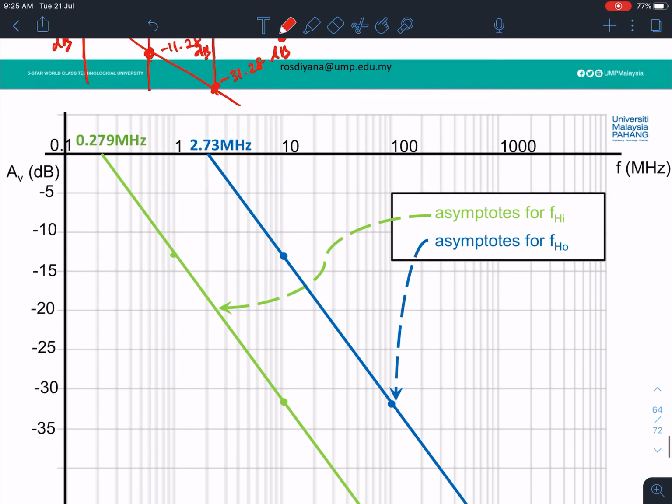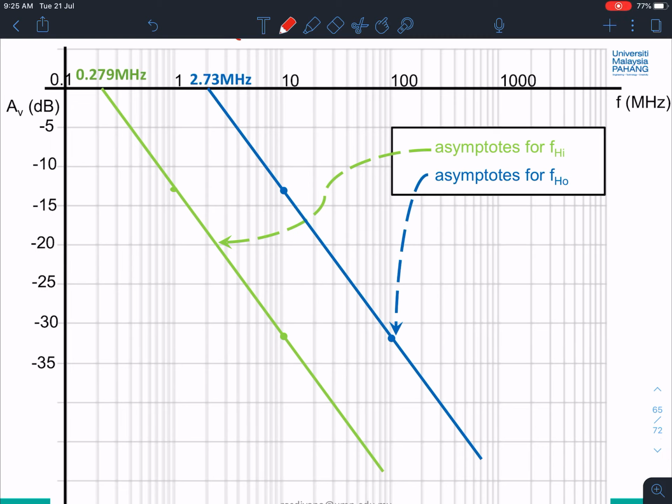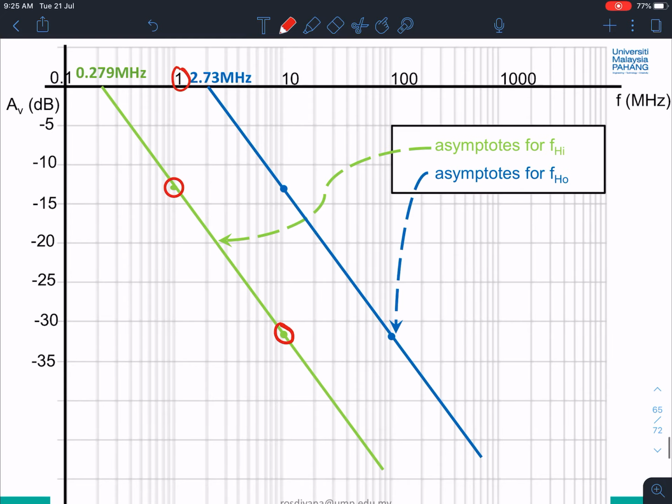Now I plot the points. For the first one, the frequency 0.279 megahertz or 279 kilohertz, I plot at 1, so I get here negative 13, if I'm not mistaken. Then the second point is here. Once you get these 2 points, you can draw the straight line here.